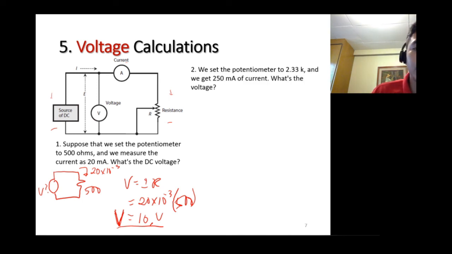Then another problem: you set the potentiometer to 2.33k ohms, and we get 250 milliamps of current. What's the voltage? Very simple, V equals IR. So you have 250 times 10 to the negative 3, because it's milli, and then 2.33 times 10 to the 3, because it's kilo. Simply cancel the units, and then you multiply, and you will get the answer.